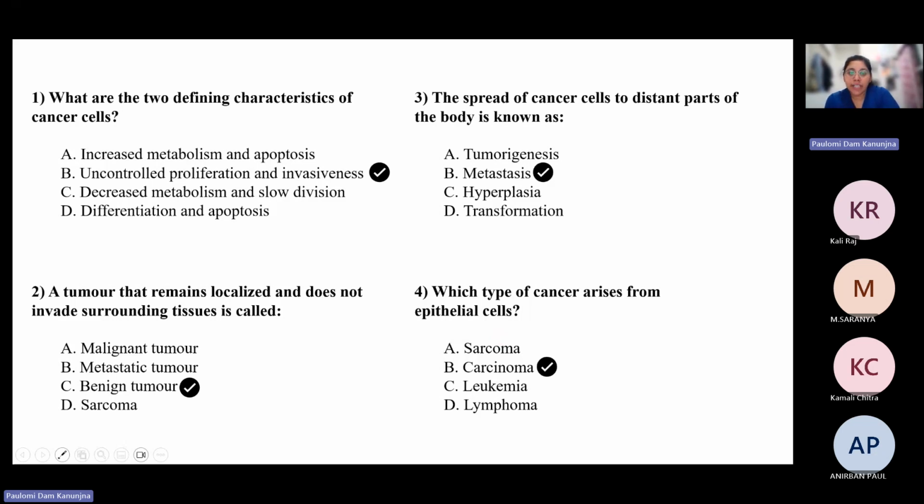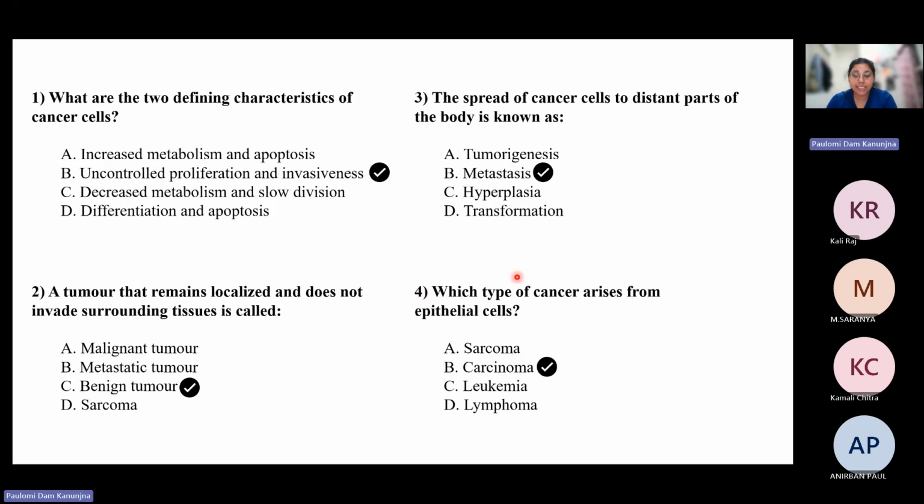So what are the two defining characteristics of cancer cells? Uncontrolled proliferation and invasiveness. That's because they lost the normal cell cycle regulation, right? Tumors that stay localized in one region and do not invade are the benign tumors. The ones that do are called malignant tumors. And the property of that is called metastasis. Metastasis is basically they can travel from one region to another via blood.